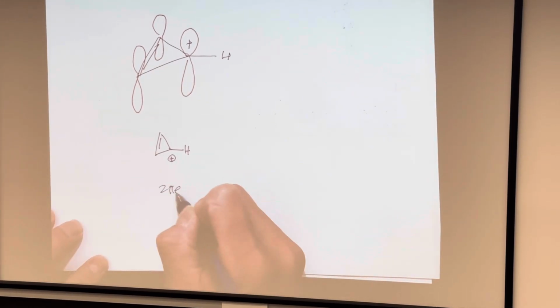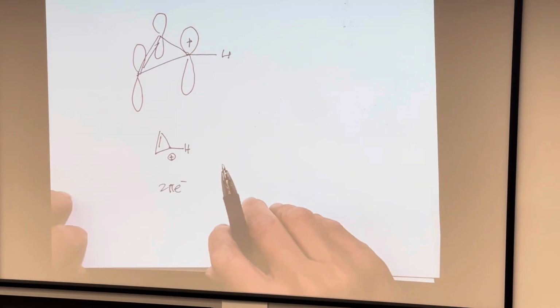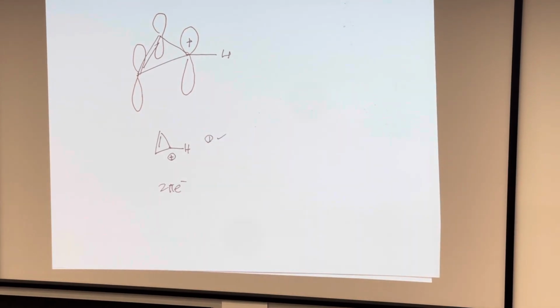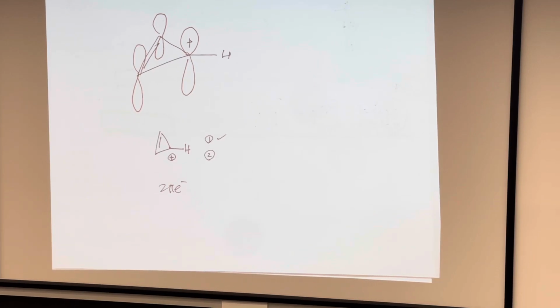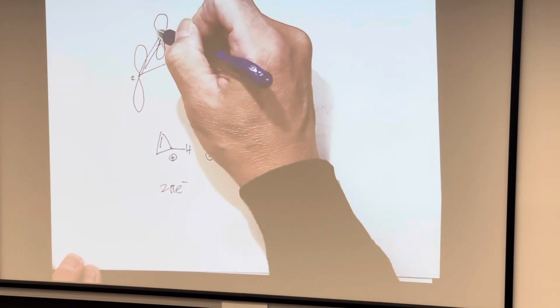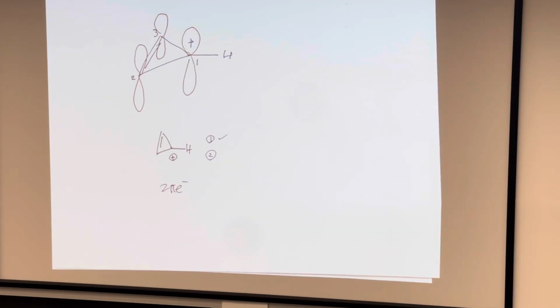2 pi electrons. So the first one, it is a ring. Yes, it is a ring. The second one, fully conjugation. Yes, that's a fully conjugation. 3 p orbitals parallel each other. Carbon 1, carbon 2, carbon 3. 3 p orbitals parallel each other.